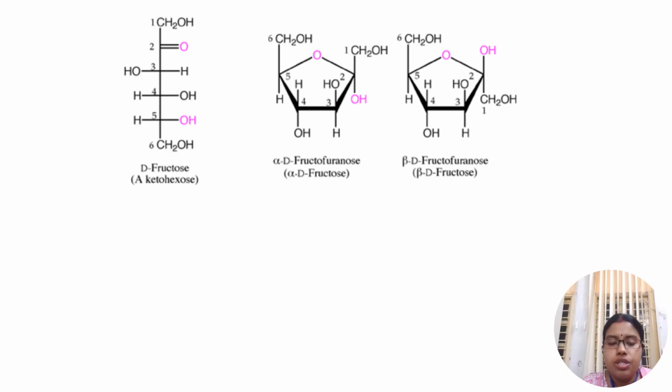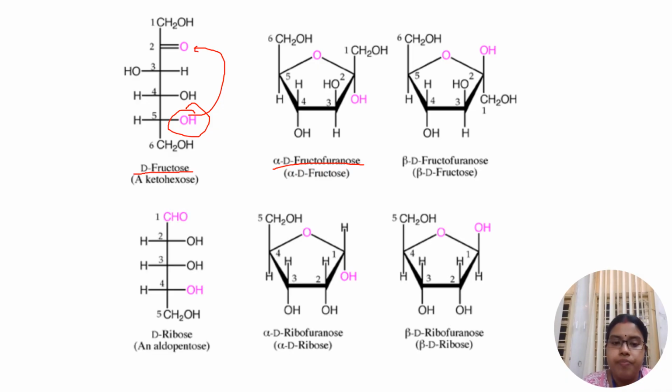From the fructose, we can generate the furanose structure. So it is the D-fructose family. From the D-fructose, we will get the alpha D-fructofuranose if the OH is downward, and if the OH is upward, we will get the beta D-fructofuranose. In the case of fructofuranose, it will form a hemiketal. The C5 hydroxyl group will attack the C2 of the carbonyl, and then this furanose structure will form.